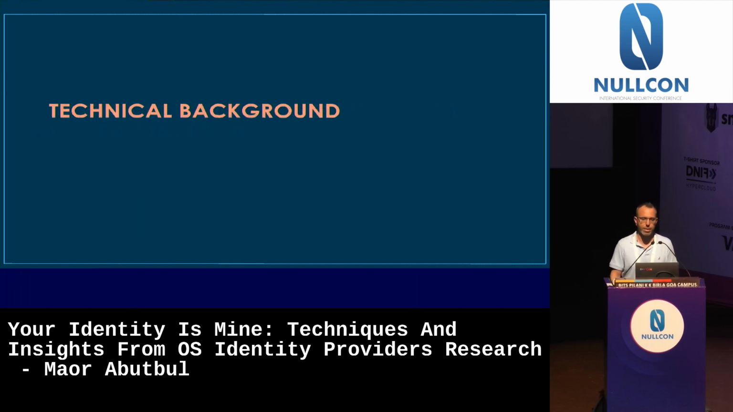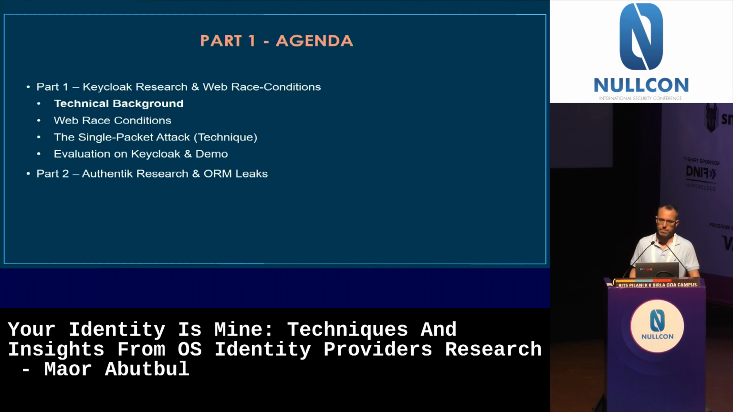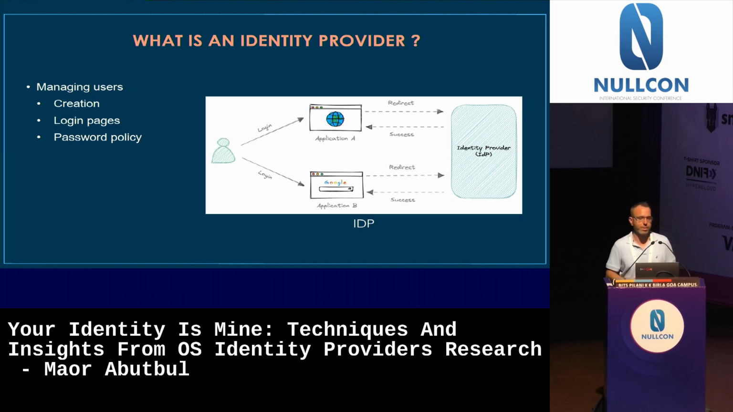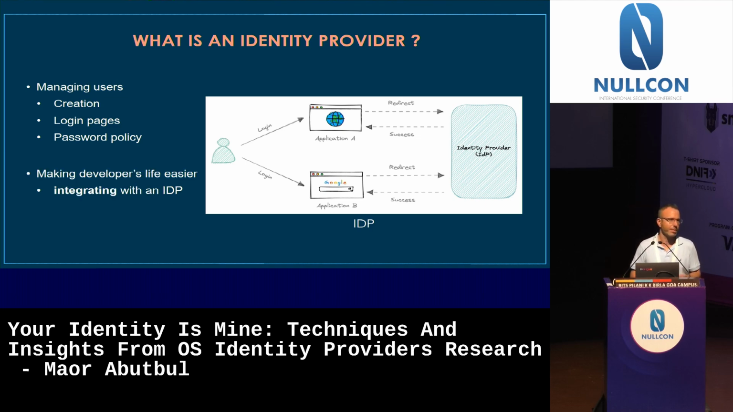Part 1, Keycloak and web race conditions. We'll start with the technical background. What is an identity provider? An identity provider is a system that manages digital identities. In our case, users. The IdP manages users from user creation to login pages and password policies. It makes the developer's life easier. By integrating with an IdP, you don't need to manage users, store the password, and enforce expiry and all of that. The IdP manages it for you.